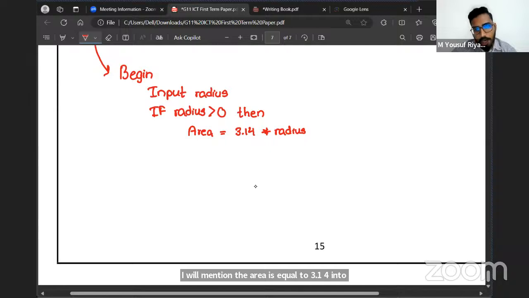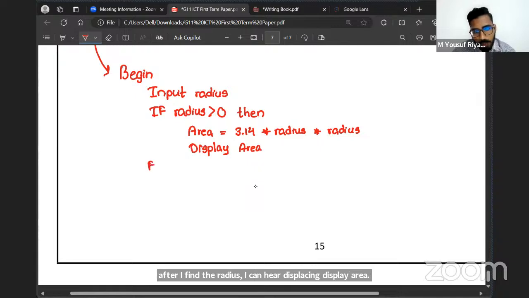Instead of mentioning star, can I mention x? No, because there is no operator called x. The only operator we have in terms of multiplication is star. So after I find the area, I can display it, saying display area. So this will display the value of the area we find.